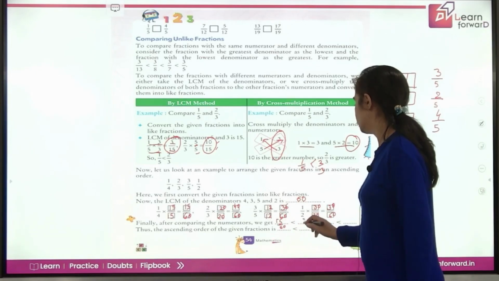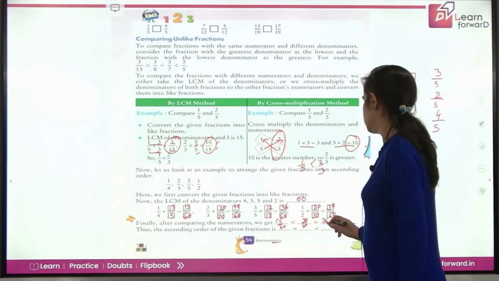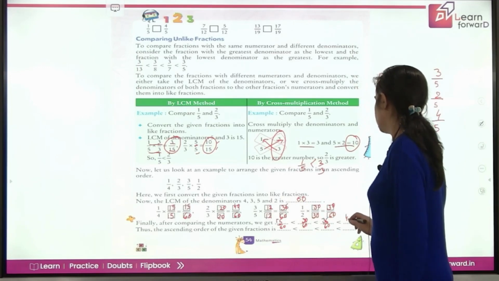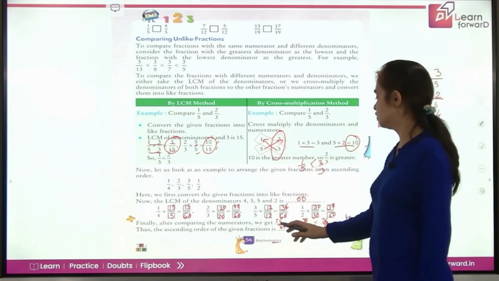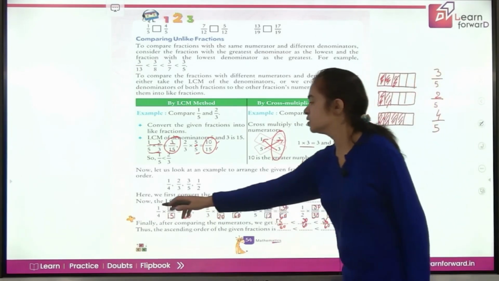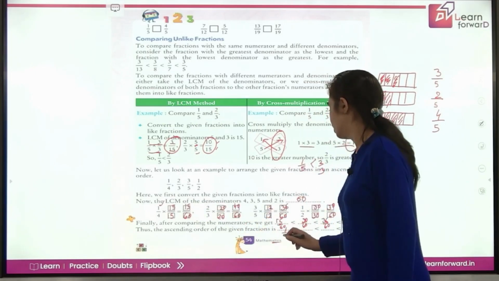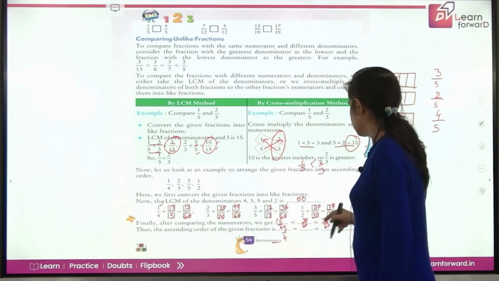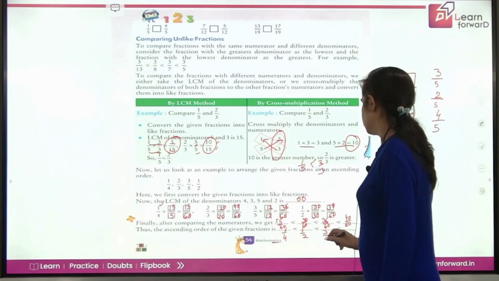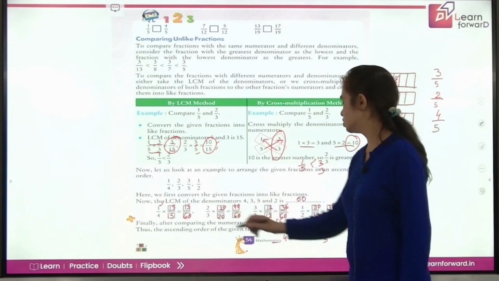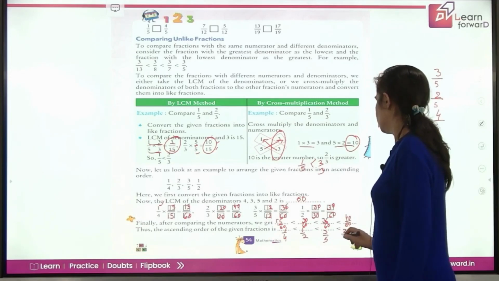Then you have 30 by 60. Then you have 36 by 60. And finally, you have 40 by 60. And because you have to order your original fractions, you will write back those fractions in place of these equivalent ones. So 15 by 60 was 1 by 4. So your 1 by 4 is the smallest. Then 30 by 60 is 1 by 2, the second one. 36 by 60 is 3 by 5, the next one. And 40 by 60 is 2 by 3. So this is your biggest fraction.